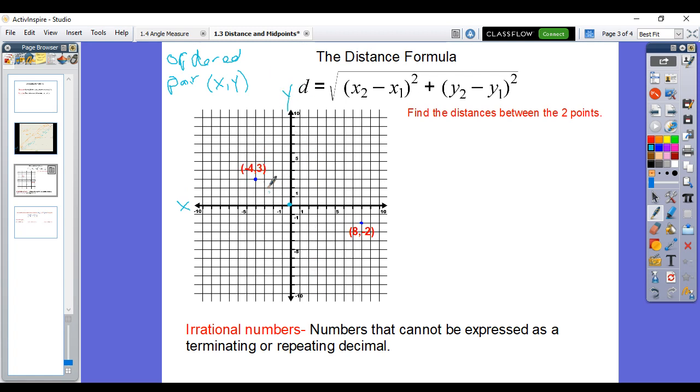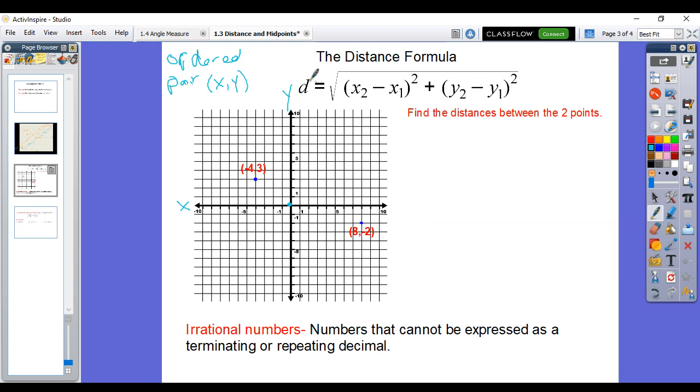So for example, this point, you always do your x before y. So they did negative 4, 3. It's because they went negative 1, negative 2, negative 3, negative 4, and then positive 1, 2, 3. That's how we get the coordinate negative 4, 3. And this one's 8, negative 2. 8 on the x-axis, negative 2 on the y-axis.